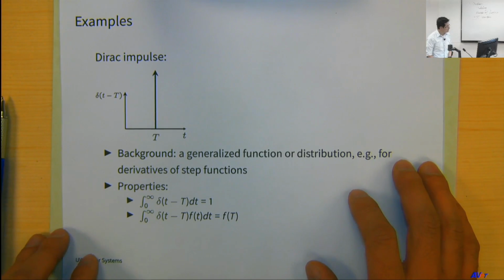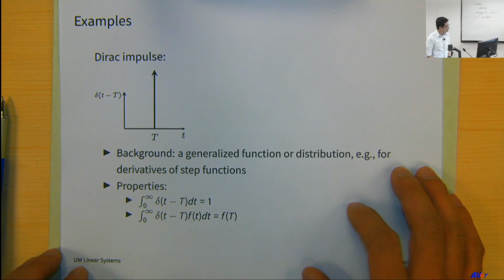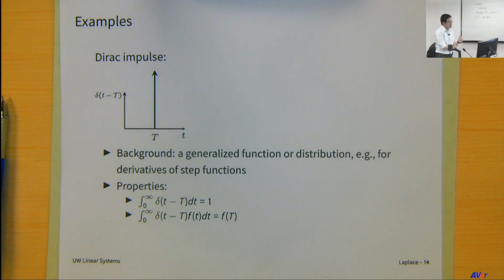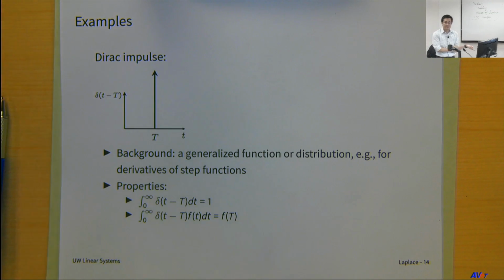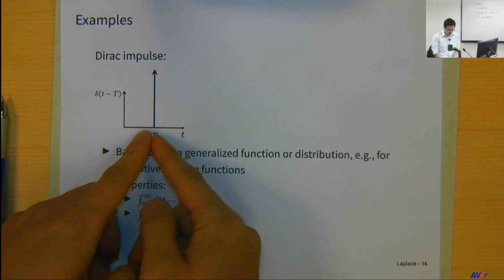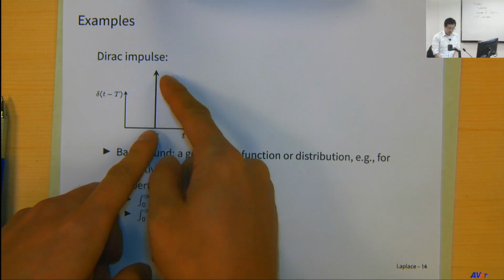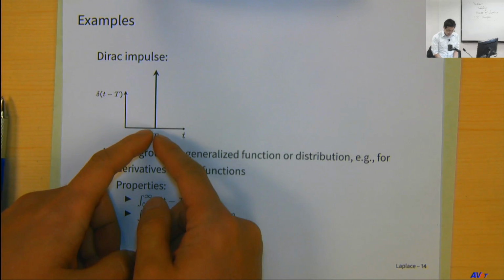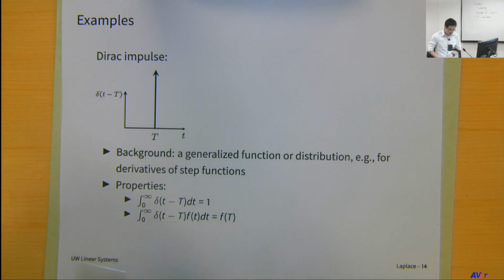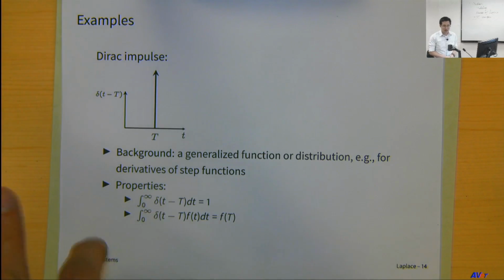Impulse functions. This is something very interesting. A Dirac impulse looks like this. It's like a hammer hits a mass, and the mass immediately has a velocity and can move. It's very fast: something very large in magnitude happening in a very short amount of time. That's an impulse.